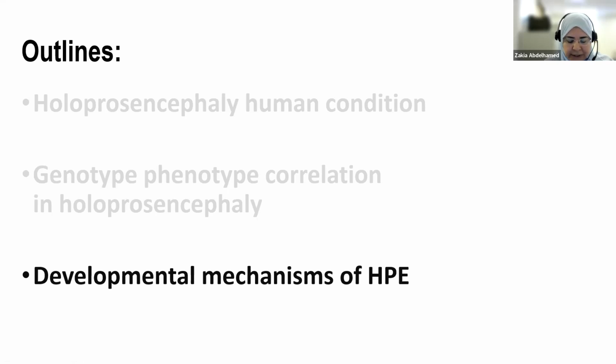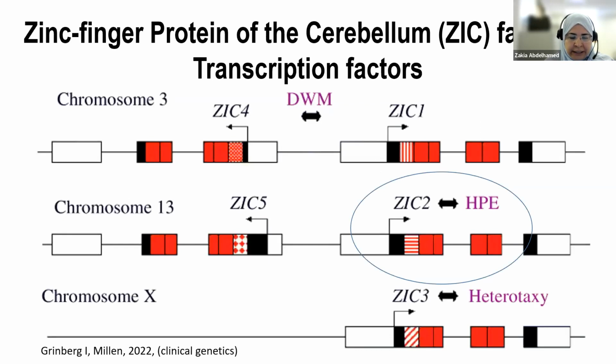mechanisms of holoprosencephaly. So as regards ZIC2, ZIC2 is a member of a family of five genes of transcription factors, zinc finger proteins of the cerebellum. This is their name, and they occur in pairs along a couple of chromosomes, apart from ZIC3, which occurs in isolation on the X chromosome. ZIC1 and 4 occur on chromosome 3, ZIC2 and 5 on chromosome 13. And an interesting observation is that they are transcribed in opposite directions, as you see with the direction of the arrows here.